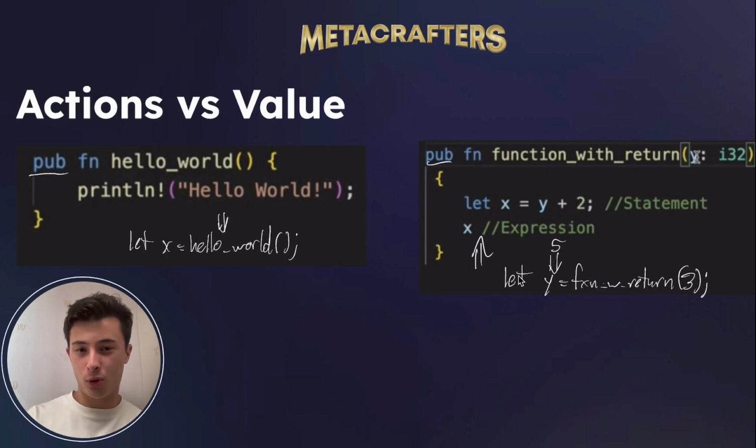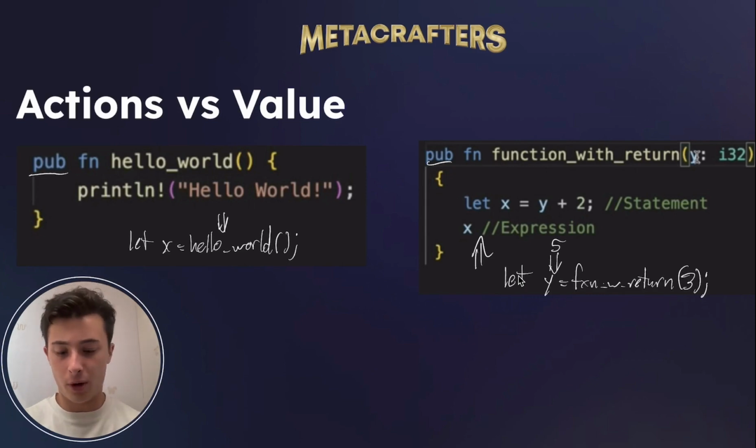Just because we're storing the call to hello world in a variable doesn't mean that the action won't happen. It's not like it's only being stored in the variable x. It's still going to print hello world to the console, so we won't run into any problems. And from this perspective, the function hello world is only one line. We just have this print statement.